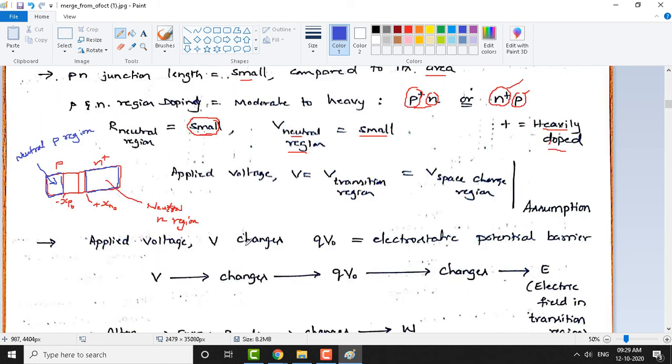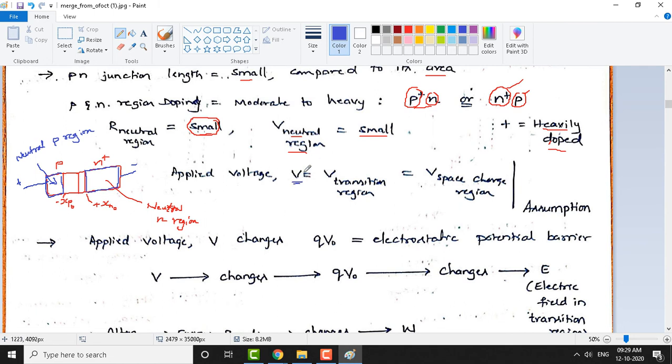Okay. Now let us see what happens to the applied voltage here. When we apply voltage through biasing, let us say we forward bias this, we connect here with the positive terminal and here with the negative terminal of a battery, which we indicate as V.